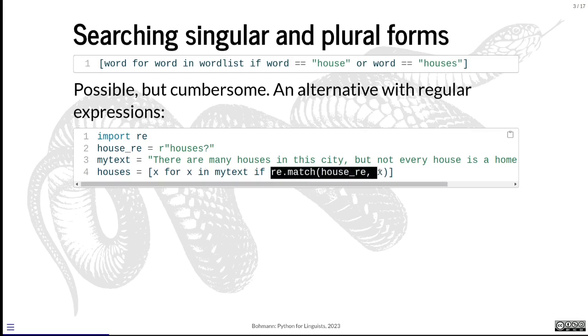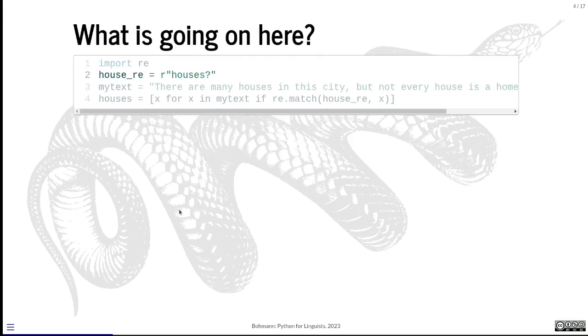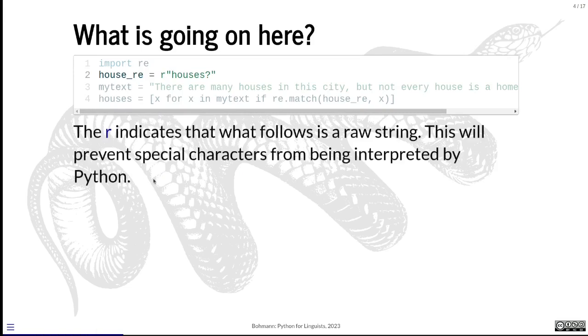So that's the central bit of functionality we're talking about here. re.match pattern string. What does this do? When does it return what type of value or object? Let's piece it apart a little bit more. House s question mark is our regular expression. The r just indicates it's a raw string. I mentioned that, and I think we've seen this before when discussing file paths on some operating systems.